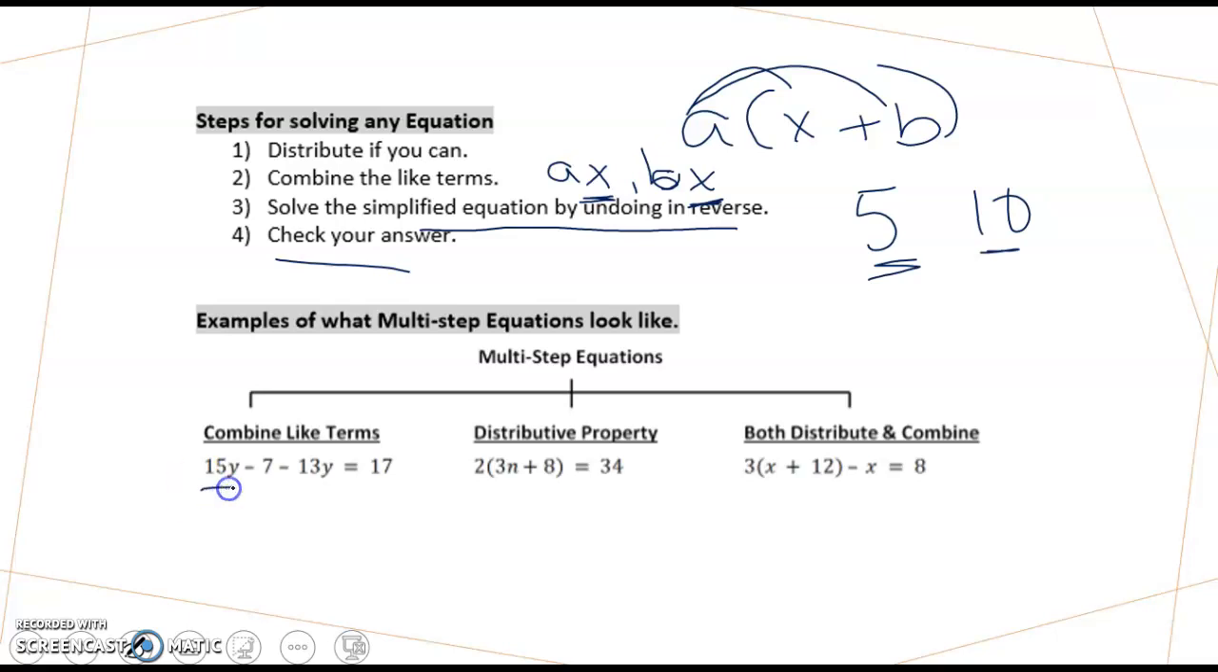So combining like terms, we're going to look for like terms with the same variables, and we can add them. So you're going to have, careful though, this is minus 13y.